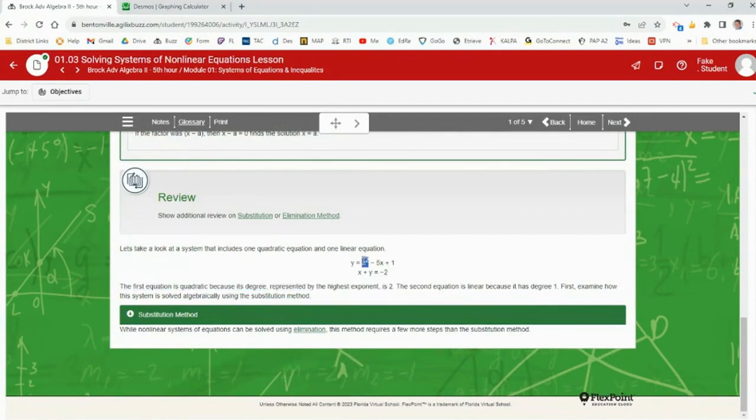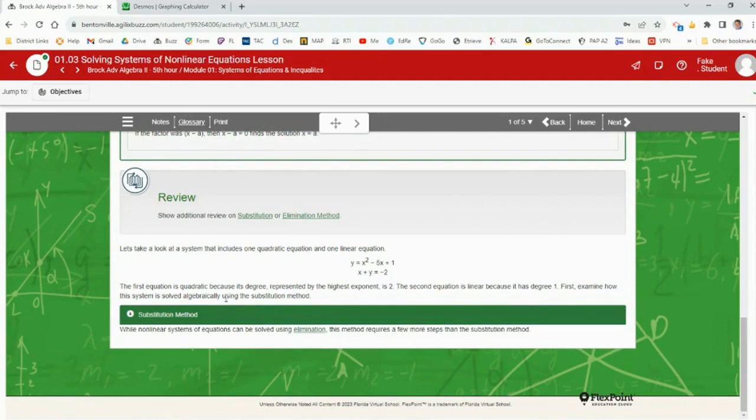It has an x squared, right? So the highest exponent is 2. It's a quadratic equation. The second one's linear. x plus y equals -2. That's just a line. That's y equals -x minus 2. So how do we solve that using the substitution method?